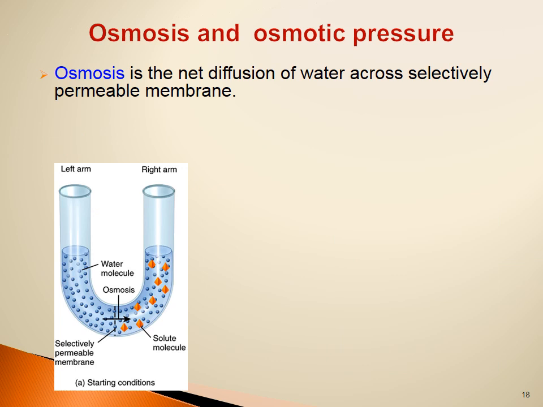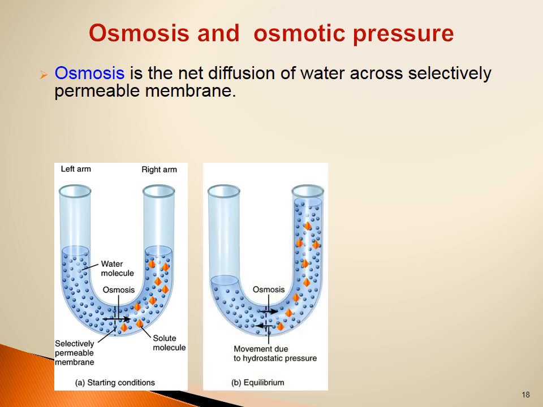Okay, so osmosis is the net diffusion of water across a selectively permeable membrane. The membrane allows only water to move, so water will move from an area of high concentration to an area of low concentration. So we can see here that at equilibrium, the level of water on the right side is higher than the level of water on the left arm, and this is the state of equilibrium.